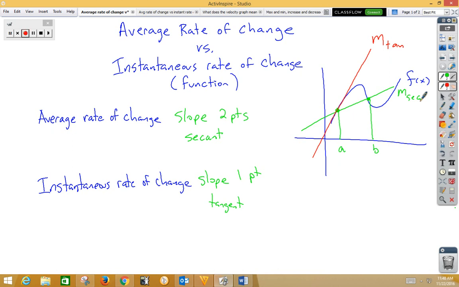Now, because average rate of change is simply slope at 2 points, we're going to be using the slope formula from Algebra 1, y2 minus y1 over x2 minus x1. Instantaneous rate of change is the derivative of the function followed by plugging in the value. So let's take a look at those.